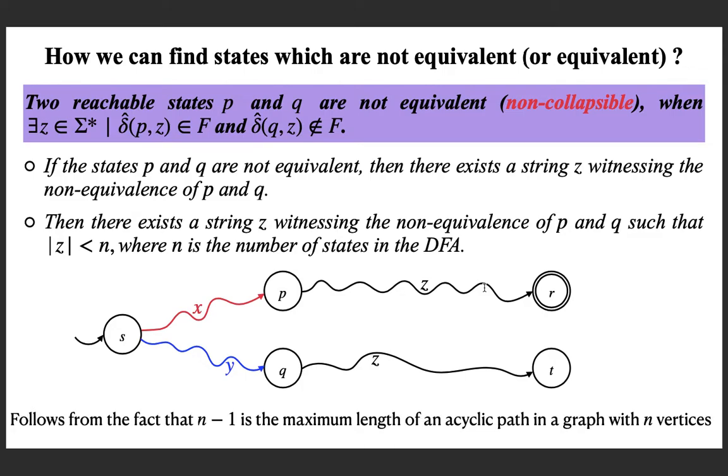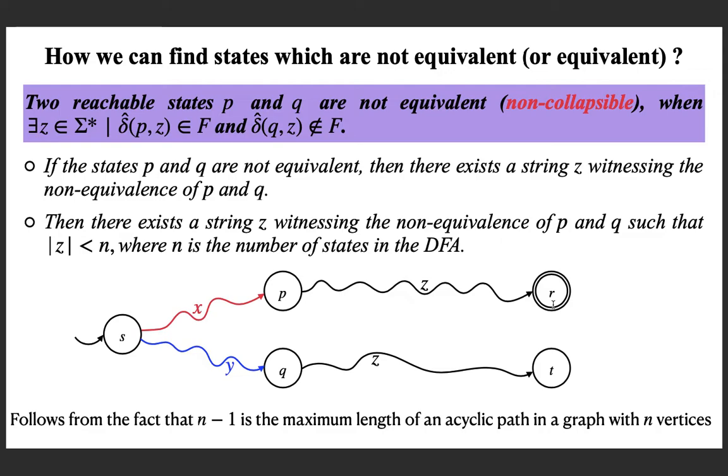It follows from the fact that n minus 1 is the maximum length of an acyclic path. So, if this path is acyclic, then the maximum length is n or n minus 1. And if it is a cycle, there is no need to retain the cycle; just cut away the cycle and you will get a string.